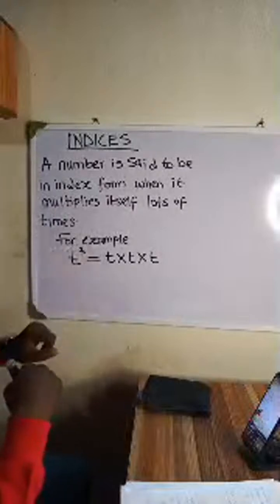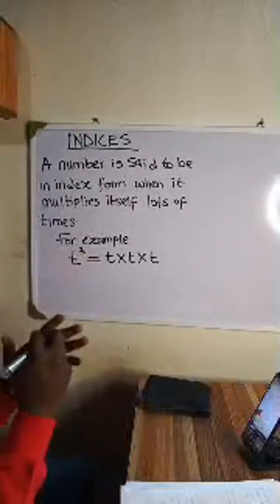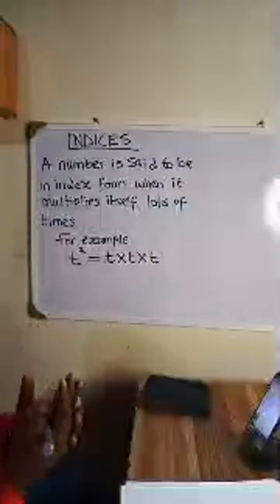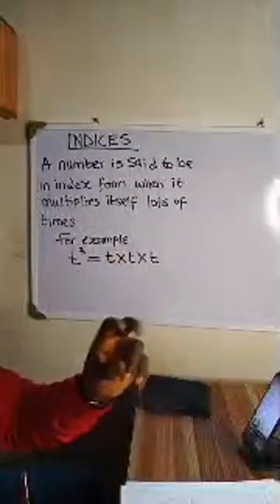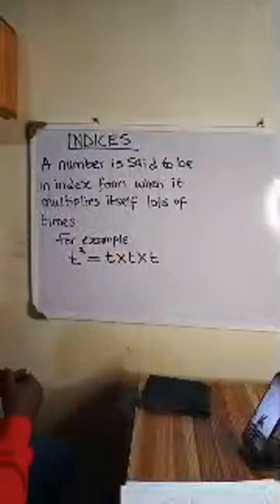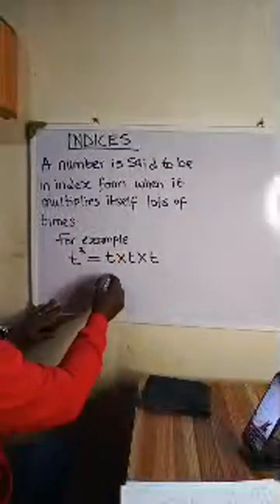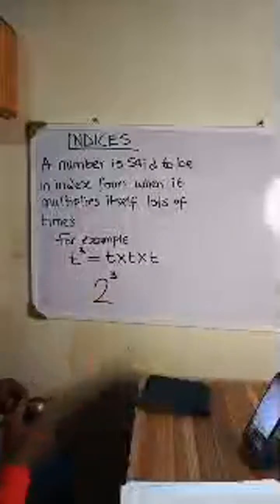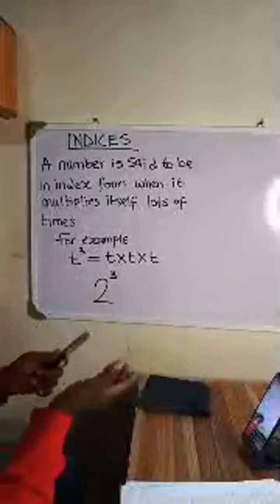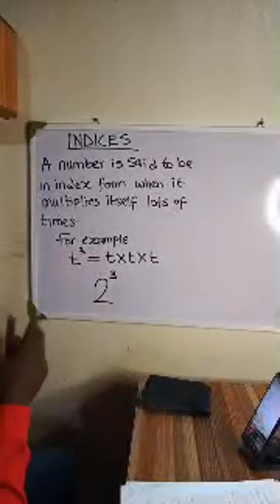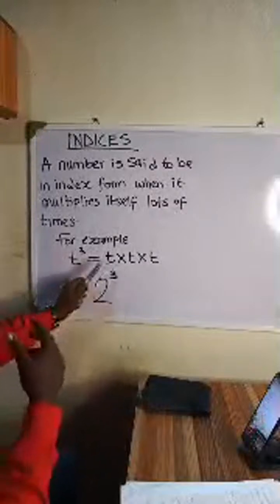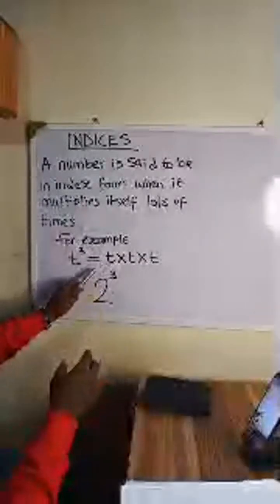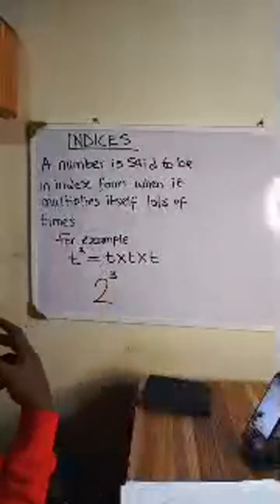Right? So when you have a number in index form, an index number is made up of two numbers. Let's use 2 to the power of 3 as an example. This is an index number. Since it is just one value, we can call it an index number.